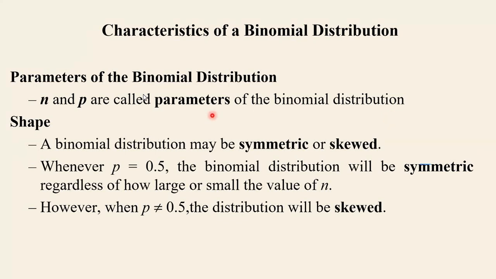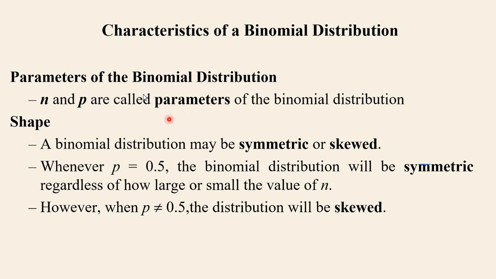Then, when we look at the shape of the binomial distribution, it is either symmetrical or skewed. Symmetrical means it is a bell-shaped curve with one mode, and the mean, median, and mode are all the same. Skewed means there are tails on the bell-shaped curve: either the right tail is longer than the left tail, or the left tail is longer than the right tail.